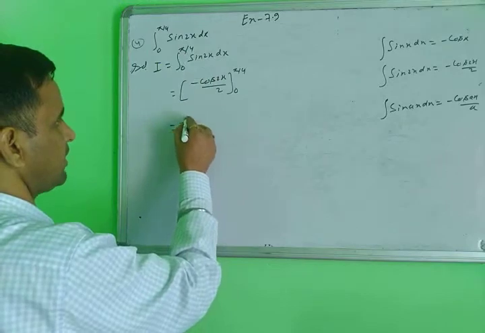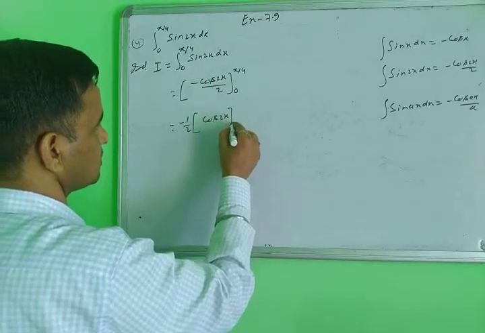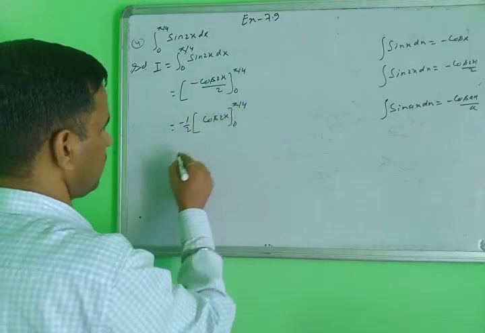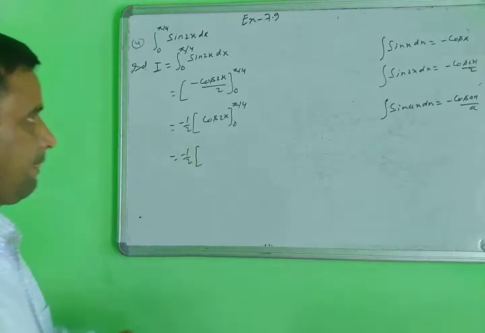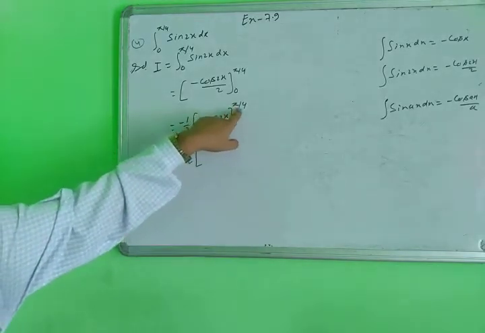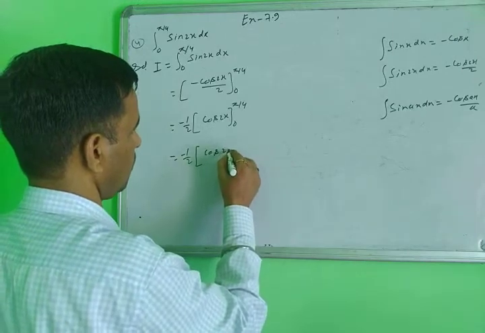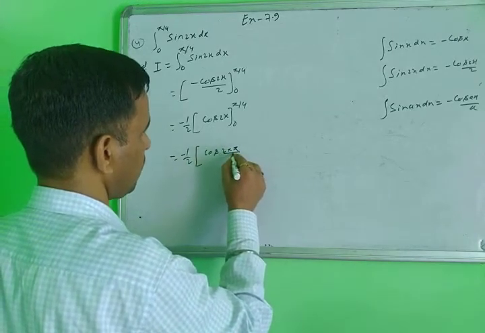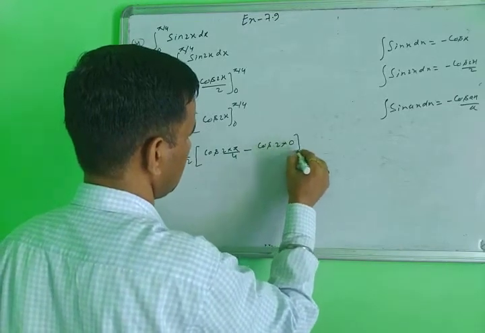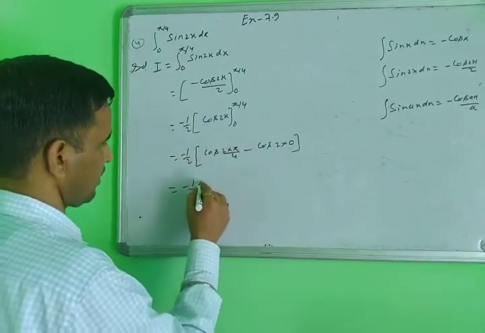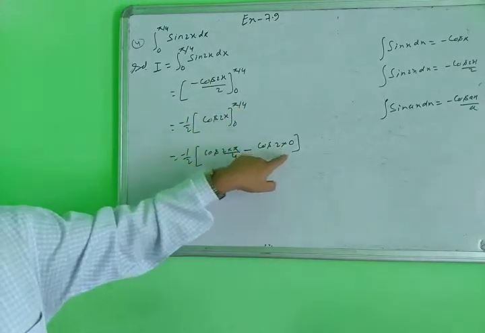After that, taking minus 1 by 2 outside, you are left with cos 2x from 0 to pi by 4, and minus 1 by 2, minus 1, first taking the upper limit: cos 2 into pi by 4 minus cos 2 into 0. What will come here? First you put the upper limit, then you put the lower limit.